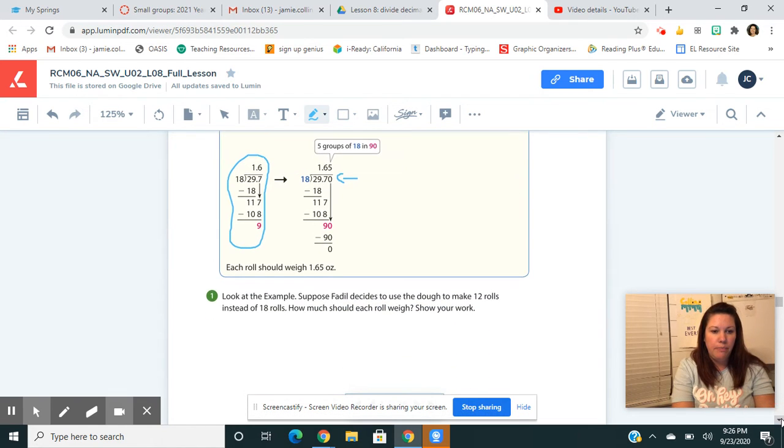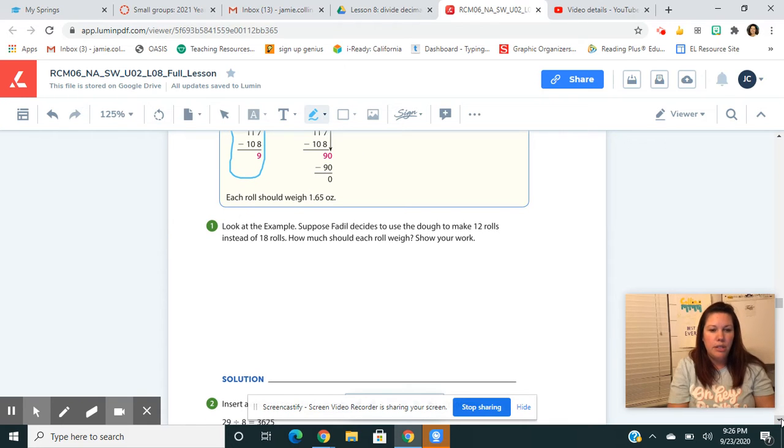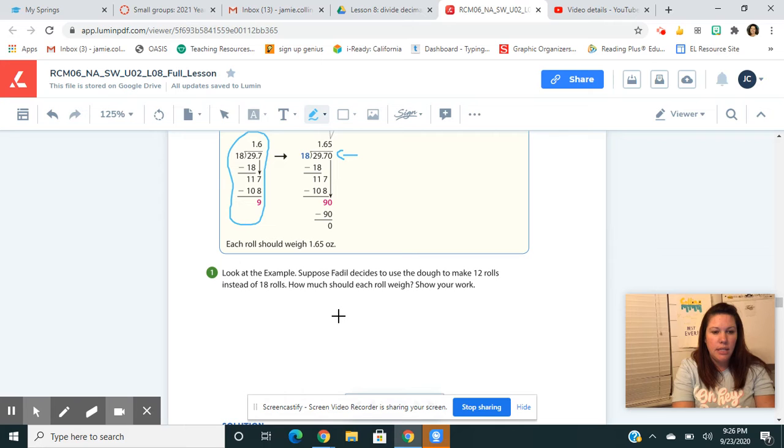Let's do number 1. Look at the example above. Suppose Fidel decides to use the dough to make 12 rolls instead of 18 rolls. How much should each roll weigh? Show your work. In the example, we had 29 and 7/10 inside the box, so I'm going to do that here, 29.7 inside the box. And that means that 18 goes outside the box. Looks like I'm going to be writing my answer a little bit into the question because I put my box so high. Oops.